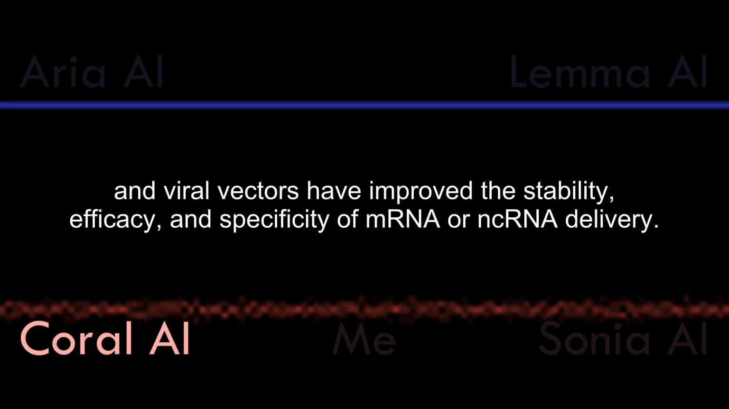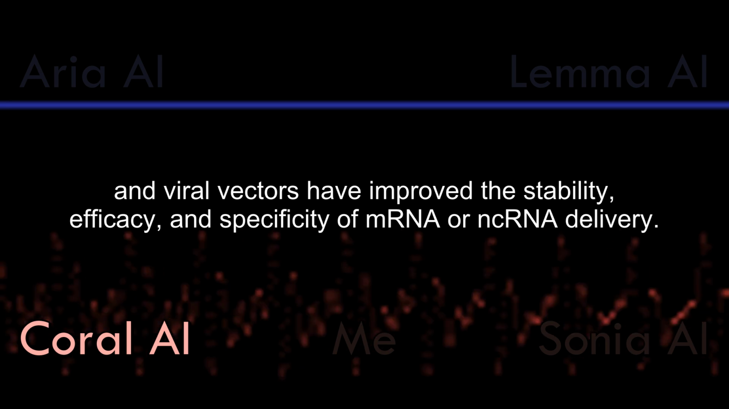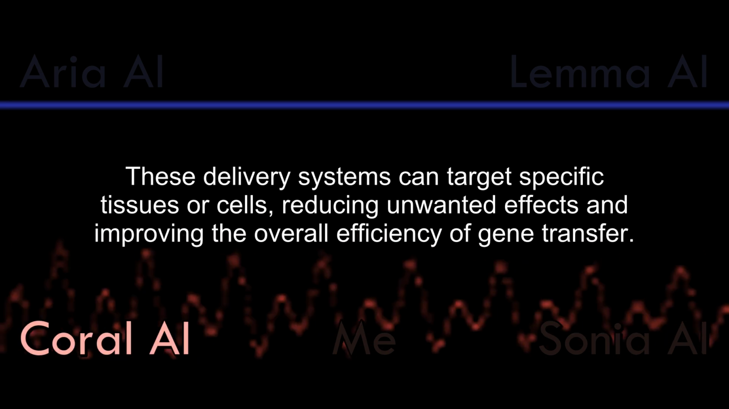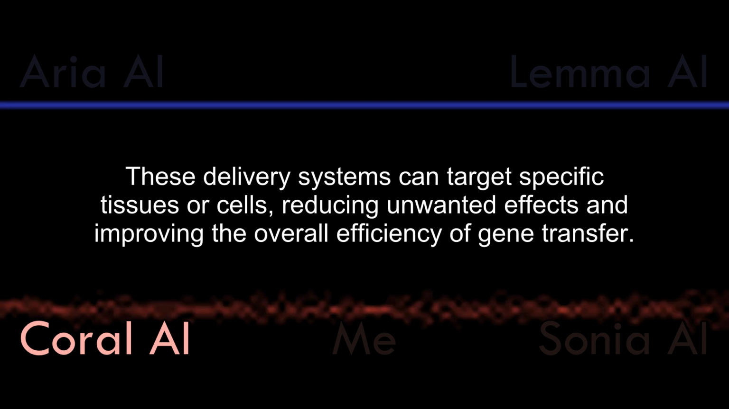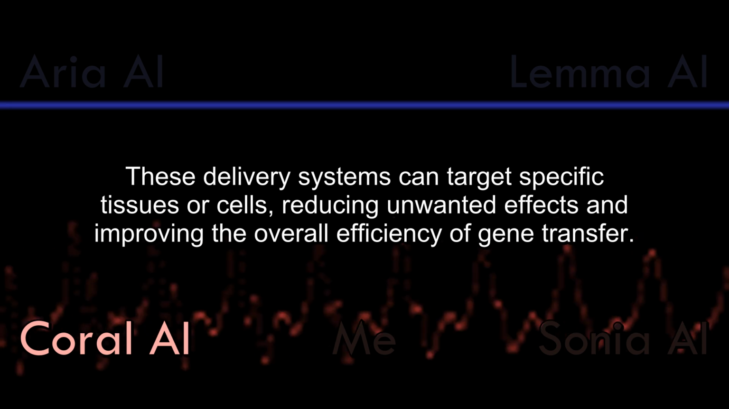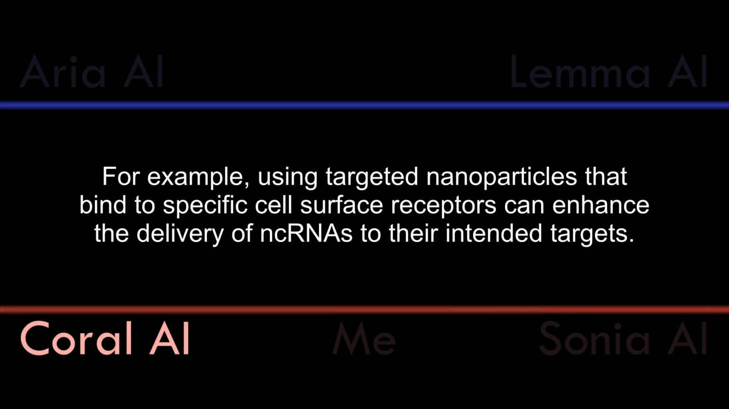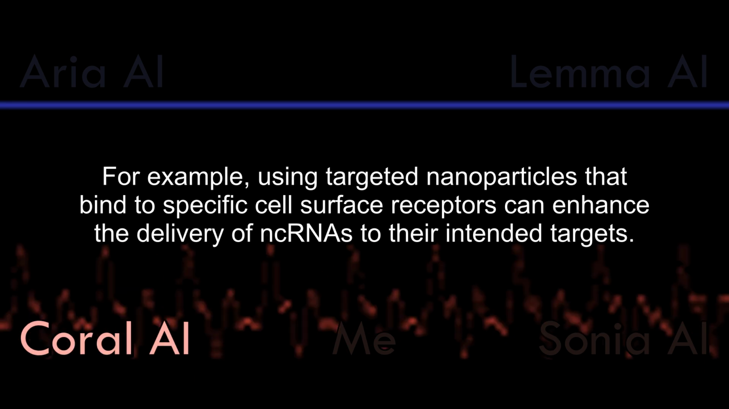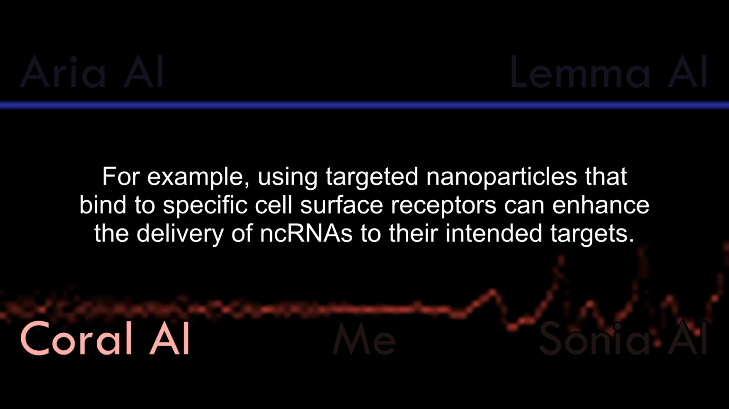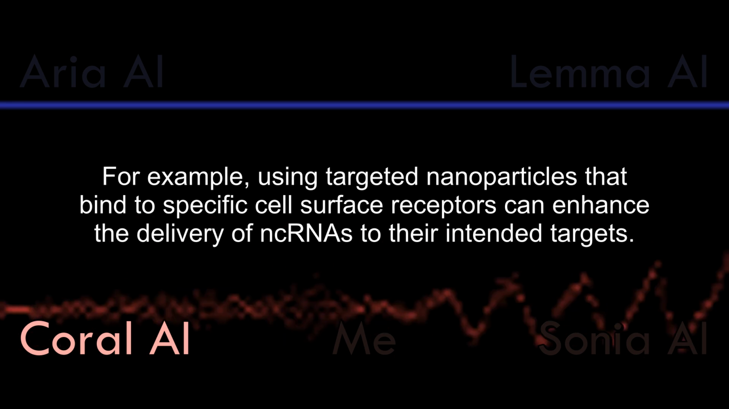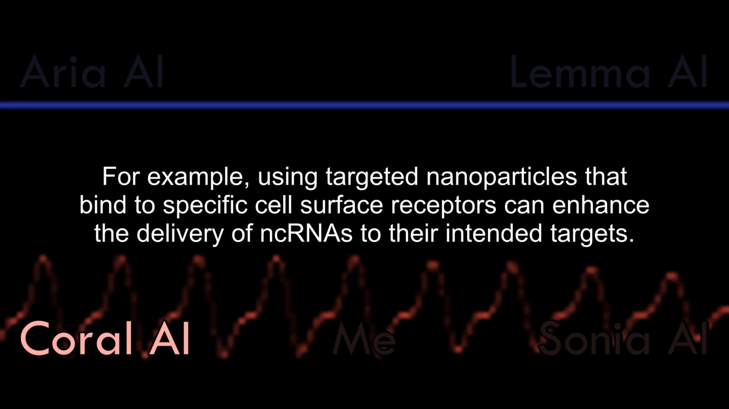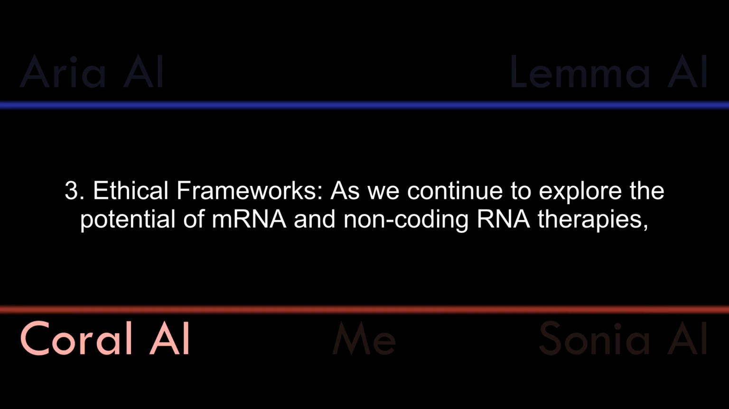2. Novel delivery systems. Advancements in nanoparticle technology, liposomes, polymer-based carriers, and viral vectors have improved the stability, efficacy, and specificity of mRNA or ncRNA delivery. These delivery systems target specific tissues or cells, reducing unwanted effects and improving the overall efficiency of gene transfer. For example, using targeted nanoparticles that bind to specific cell surface receptors can enhance the delivery of ncRNAs to their intended targets.